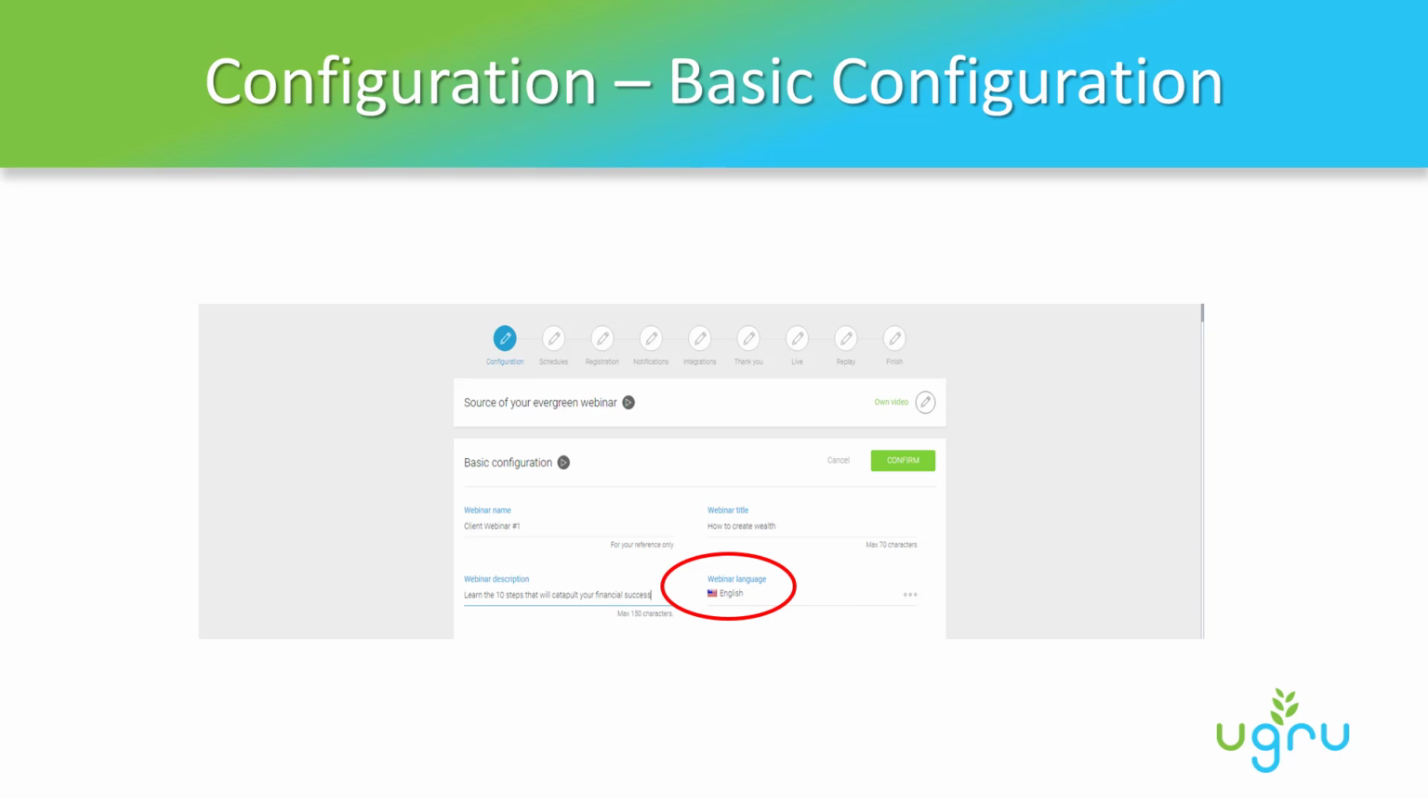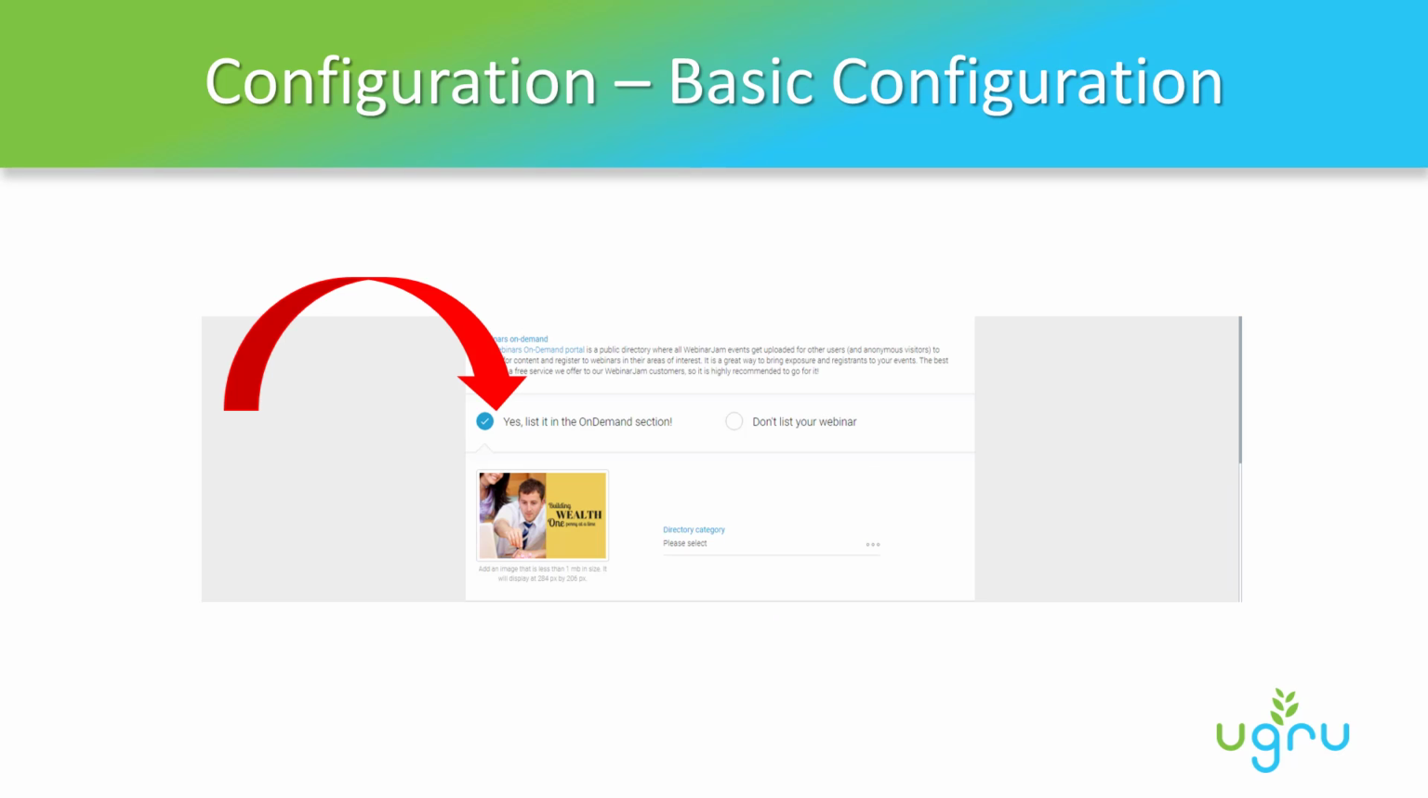The next field is webinar language, which by default is English. This, well, you can leave as is. The last field is webinar on demand. Now here, you can choose to list your webinar to the Everwebinar public directory where other users can find you based on their interests and register for your presentation.